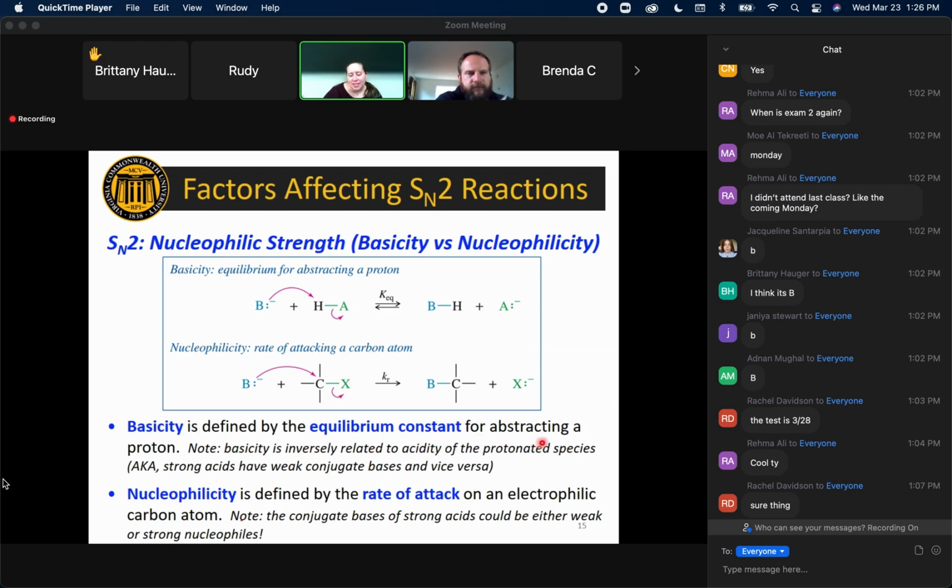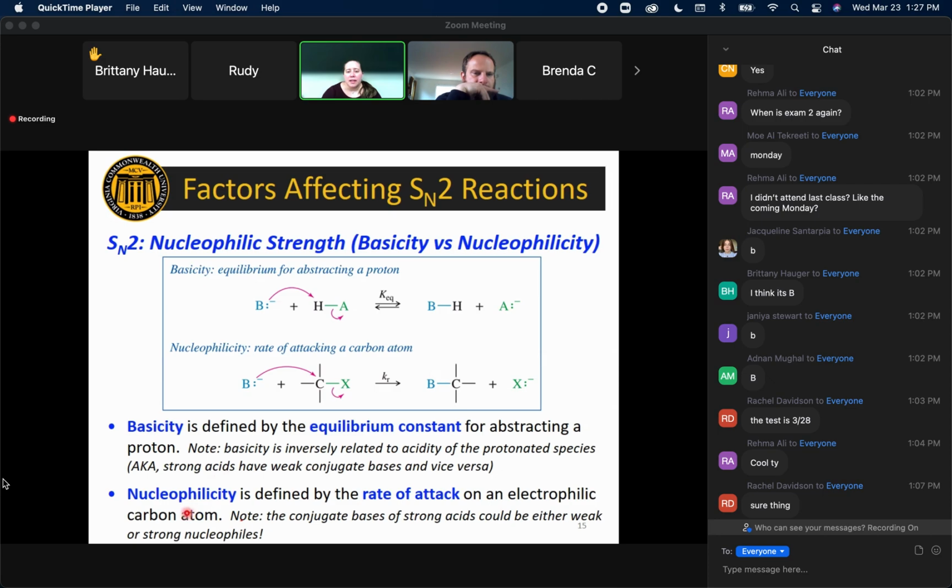Well, that might not make sense to you at first. It's a lot of big words strung together, but it is something straightforward, and it's something you already know from chapter 4, which is just a different way of saying the same thing. Strong acids have weak conjugate bases and vice versa, right? Weak acids have strong conjugate bases.